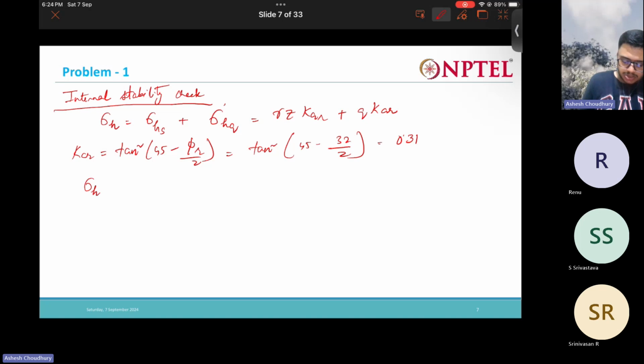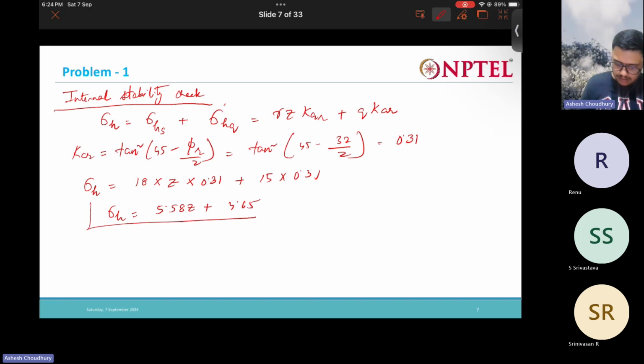Your sigma h is 18 times z at any depth z, 2.31 plus 15 times 0.31. So what is our sigma h? 5.58 z plus 4.65. This is my sigma h.